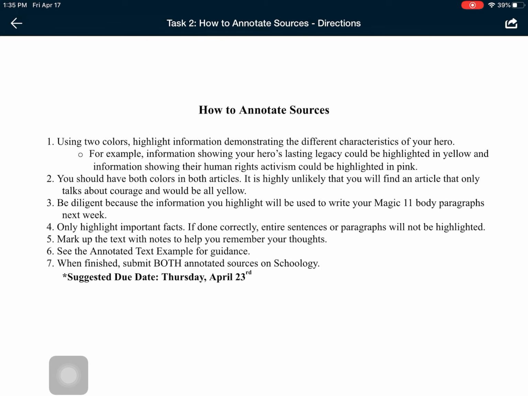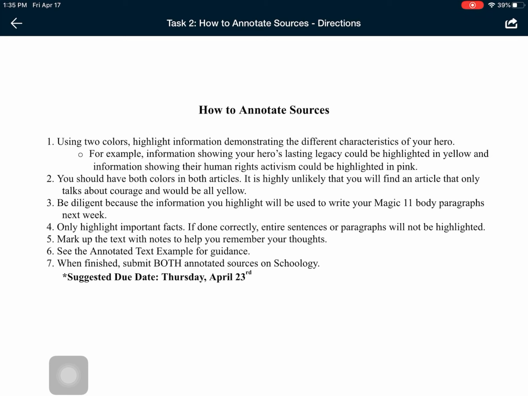So based on your characteristics that you have chosen for your hero, you will use a different color for each characteristic. So say we are talking about the lasting legacy of our hero and the human rights activism of our hero. Everything that is about the lasting legacy will be highlighted in yellow, and everything that's about the human rights activism will be highlighted in pink. You will have both colors in both articles.